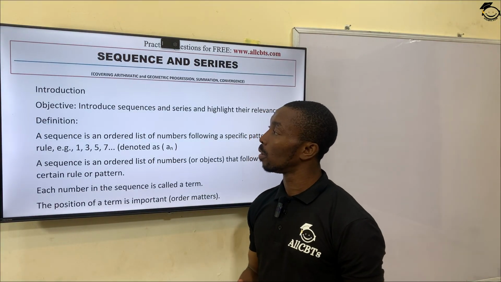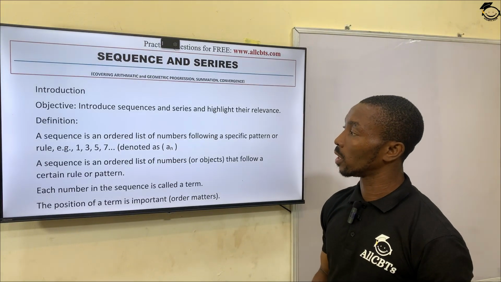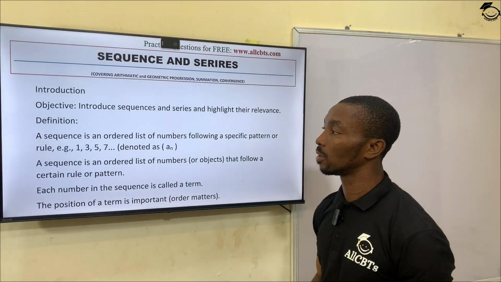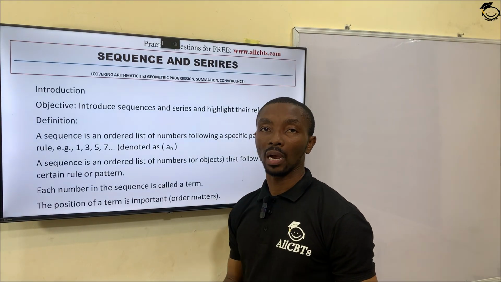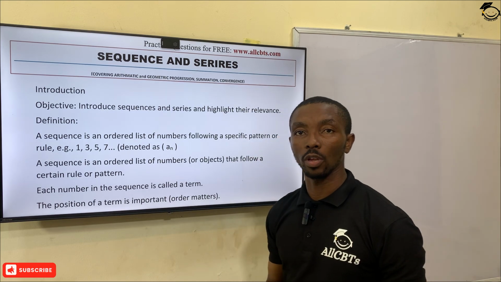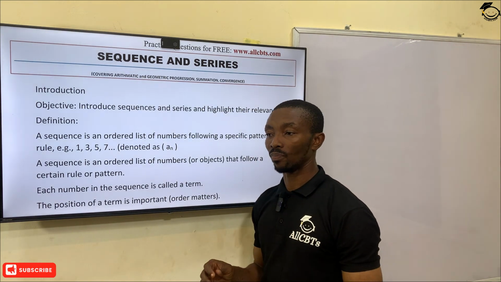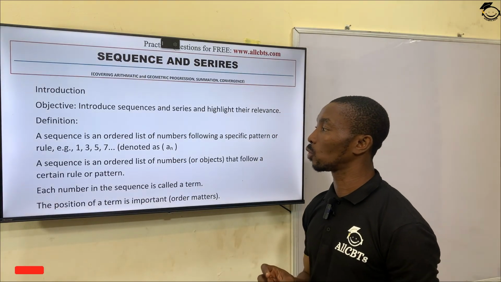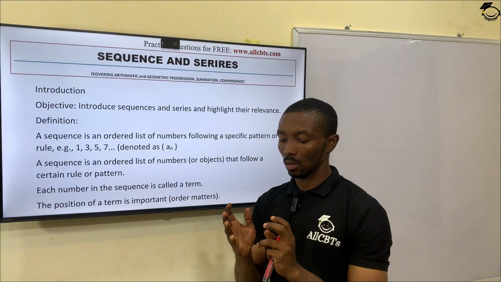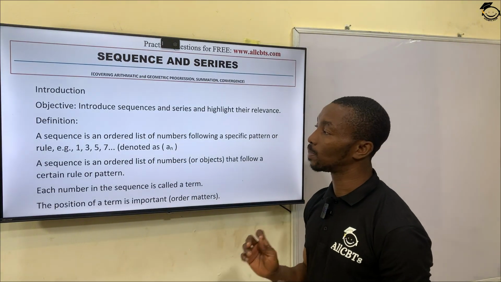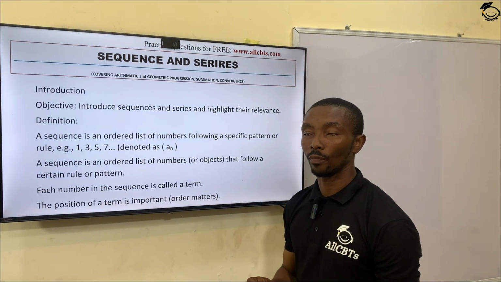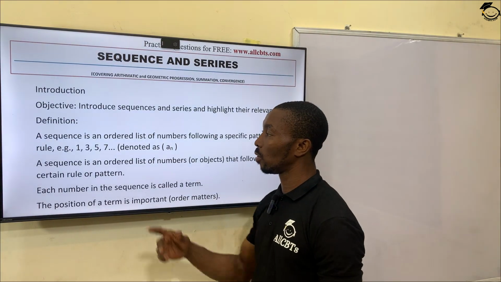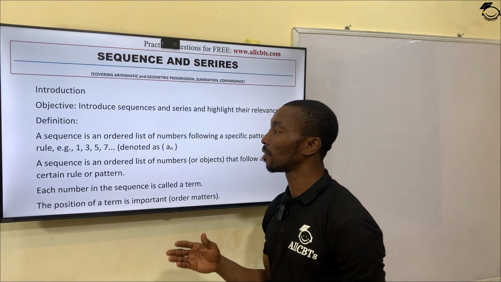Alright, now definition. A sequence is an ordered list of numbers following a specific pattern or rule. That is to say, each sequence is being guided by a specific rule, or the numbers are following a specific pattern. Example, we have 1, 3, 5, 7.